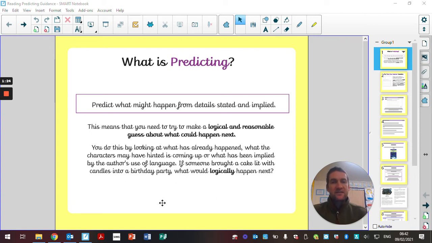So, for instance, if someone brought a cake lit with candles into a party, what would happen logically next? Just have a think about that. Well, if someone brought a cake lit with candles into a birthday party, logically next, I would predict that whoever's birthday it is, the guests are going to sing happy birthday to them. I wonder if you were able to predict that as well.